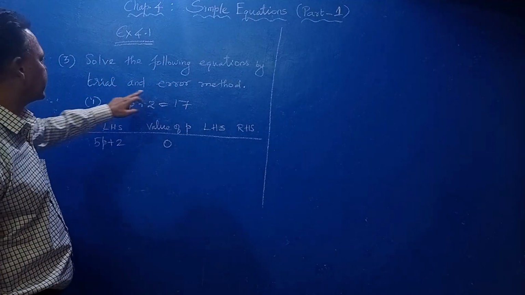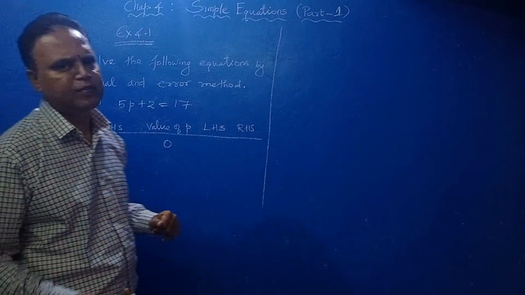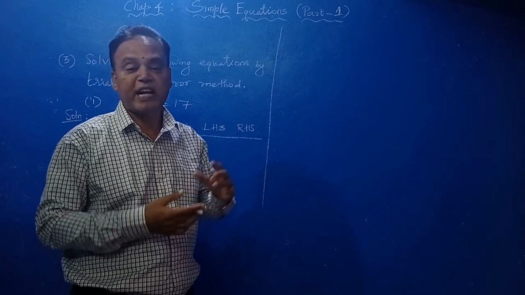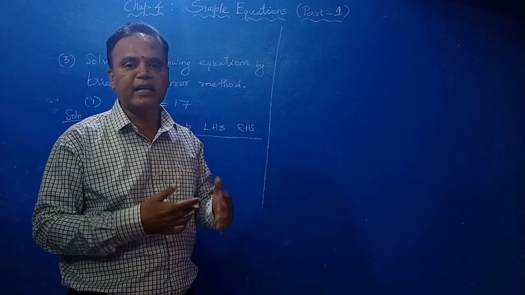Solve the following equations by trial and error method. Trial and error method means you have to put some values and check whether the equation is satisfied or not. That is the trial and error method.